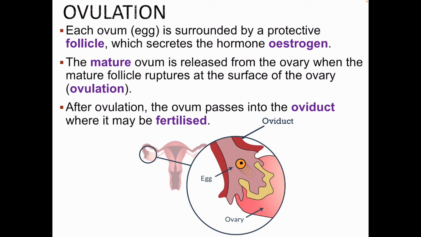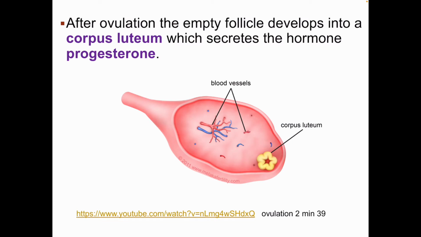Ovulation is the word that describes the process whereby an ovum is released from the ovary. So each ovum is surrounded by a protective follicle, which in the first half of the menstrual cycle secretes the hormone estrogen. When the mature ovum is released from the ovary, this is known as ovulation. The mature follicle bursts or ruptures, releasing the ovum. The ovum then passes down into the oviduct, where it may be fertilised if sperm are present. After ovulation, the remains of the empty follicle develop into a corpus luteum, and the corpus luteum secretes the other female sex hormone, progesterone.